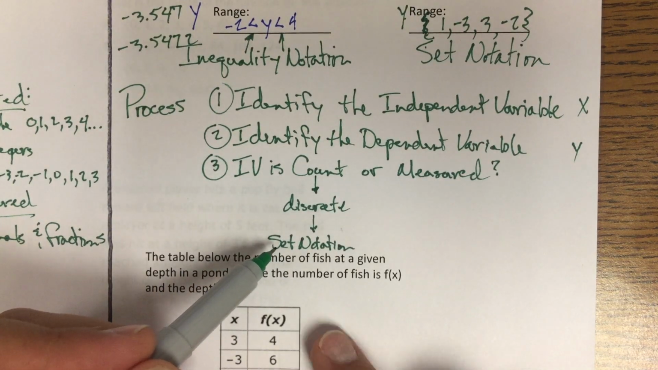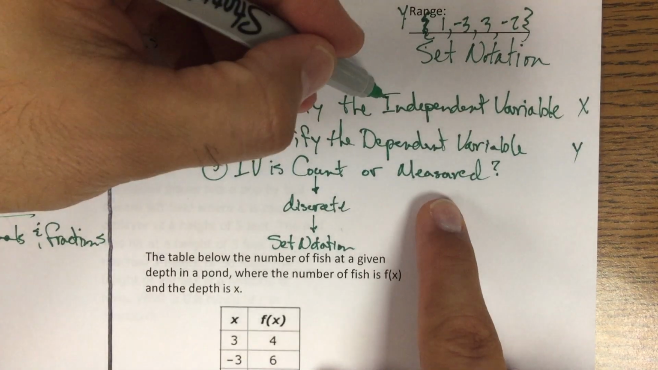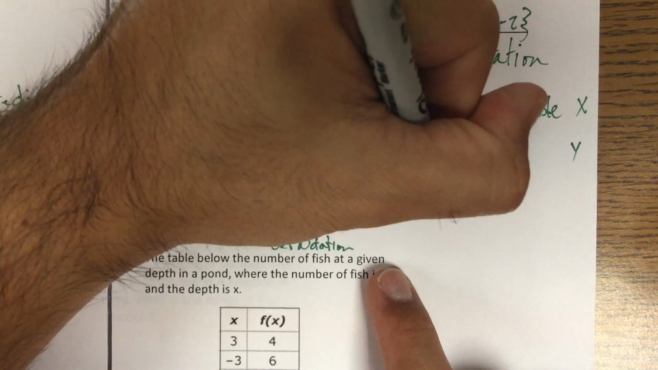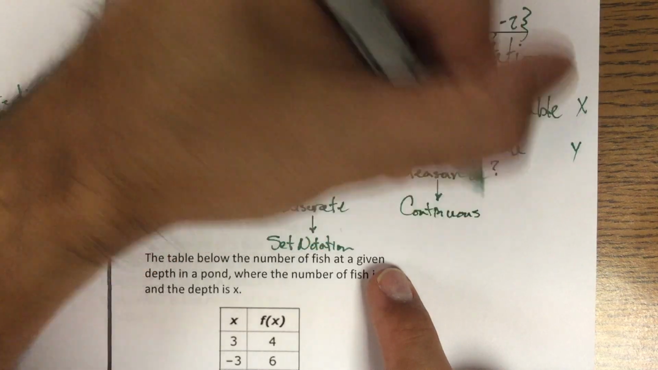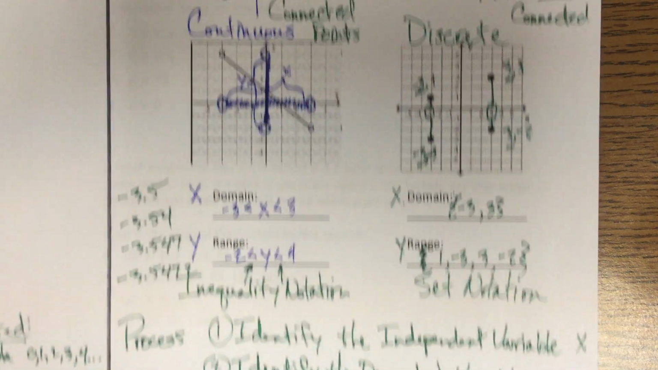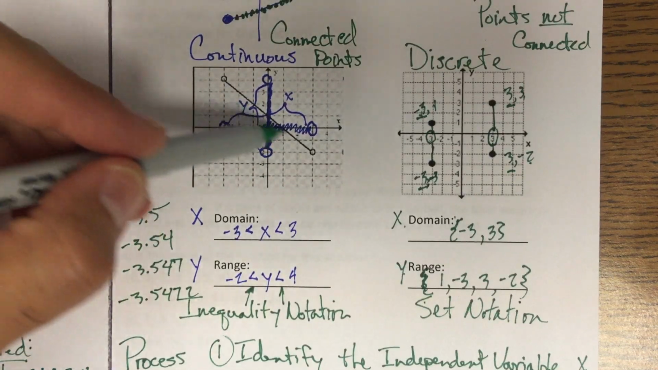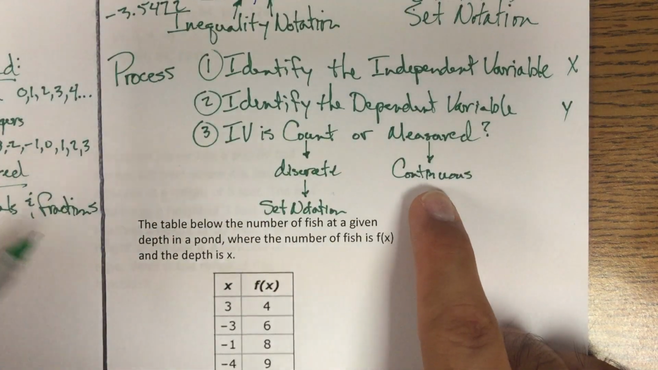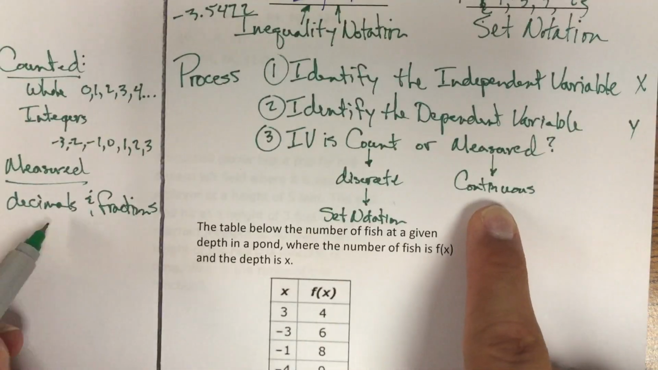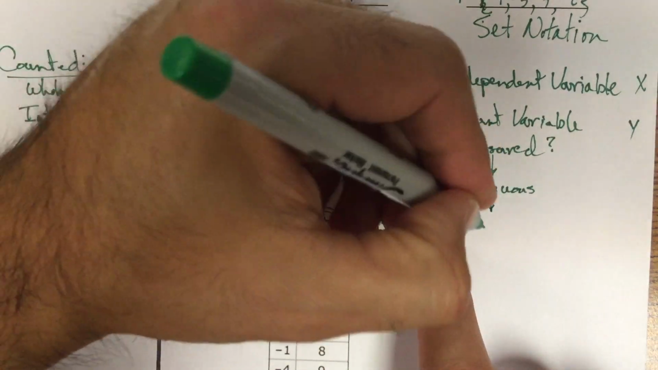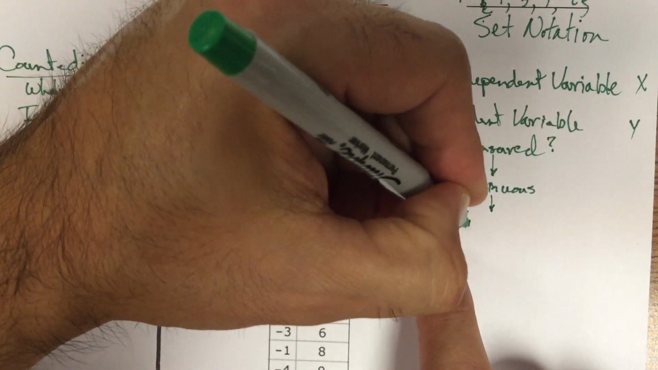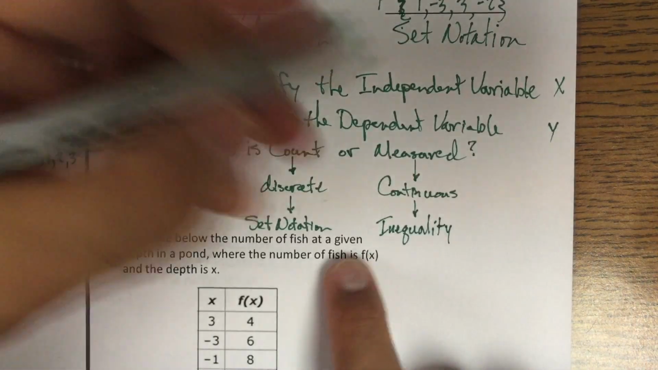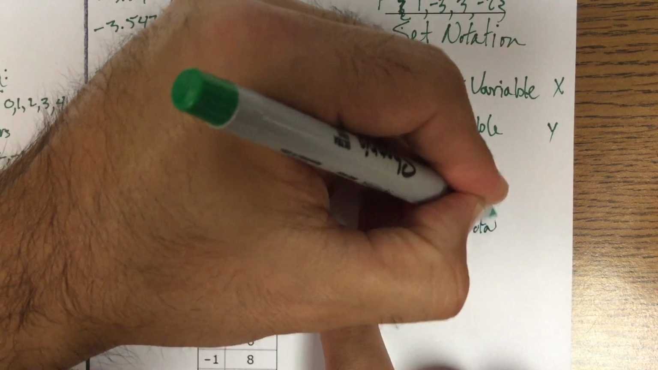the domain and range. If the independent variable is measured, then that means it's a continuous function. And a continuous function is something where if we graphed it, we would connect all the points together. A continuous function is measured. It has numbers that are fractions and decimals, which means that we need to use inequality notation.